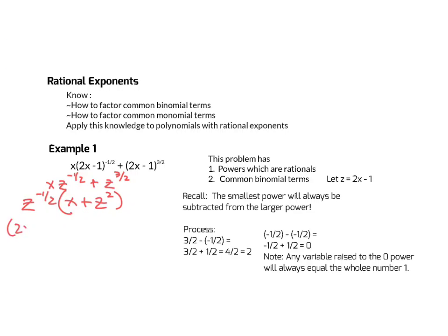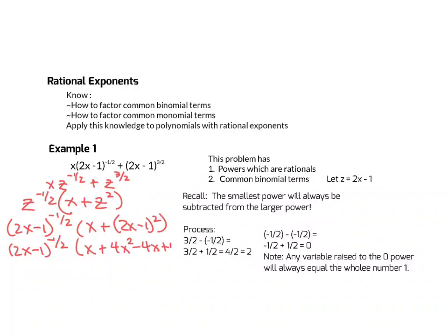So we will have 2x minus 1 raised to the negative 1/2 power. We will have x plus. Now that z is being raised to the second power, so we better put the 2x minus 1 in parentheses. We're going to simplify this. We have 2x minus 1 raised to the negative 1/2. We have x plus 4x squared minus 4x plus 1.